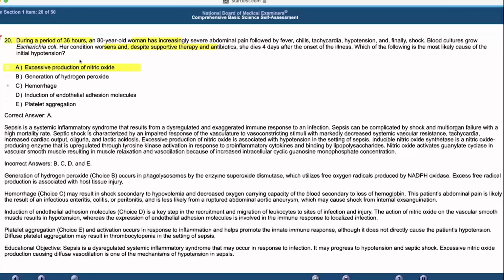Okay. Here, basically I didn't connect the whole sepsis thing with the excessive production of nitric oxide. I thought potentially it could be an EHEC version of E. coli, and then that could maybe lead to some hemorrhage, but I think that's just way less likely than septic shock. Yeah, definitely.